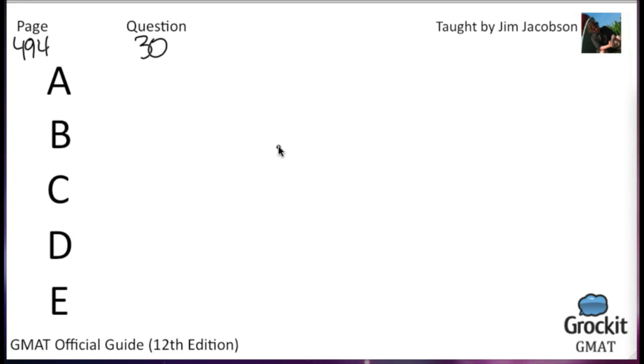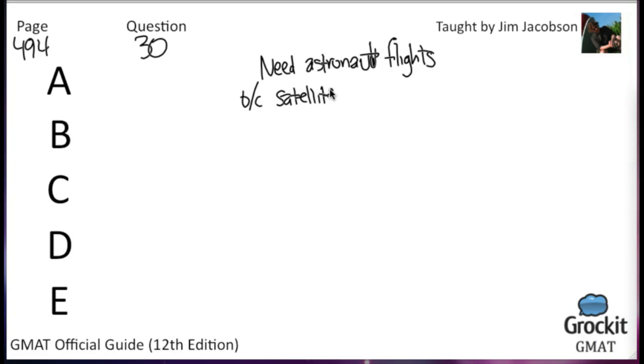Again, sometimes they'll re-summarize for you what that argument is in the question part of the passage. This isn't one of them, so we need to go back and do our own little summary. The argument is that we need space flights, need astronaut flights really, because satellites need repairs.